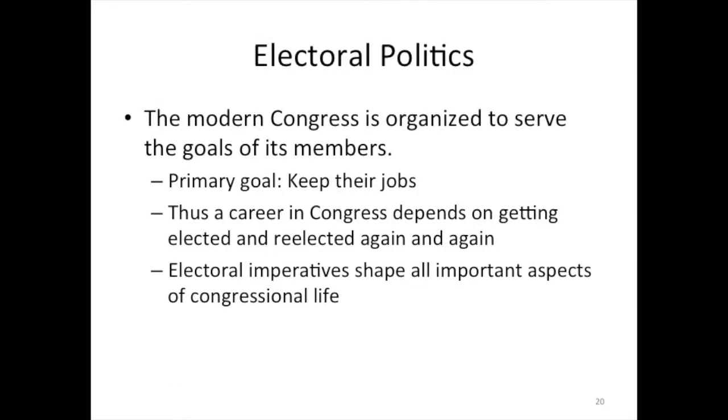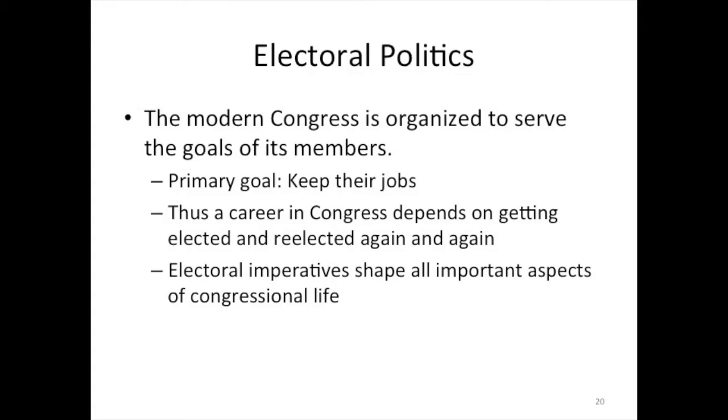Now, when your book mentions electoral politics, it's talking about the politics of electing public officials. So it's the relationship of the electoral process to our Congress. I've mentioned before that congressmen are single-minded seekers of re-election. No matter what their goal is, they can't get it accomplished without being re-elected. And the modern Congress is organized to serve the goal of its members, which is to get re-elected.